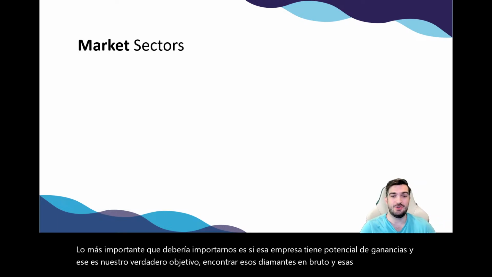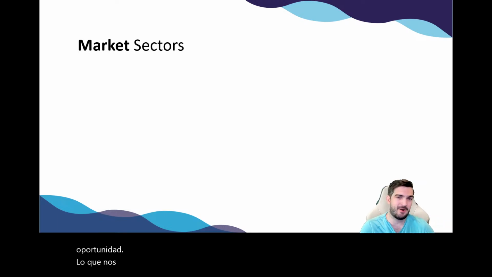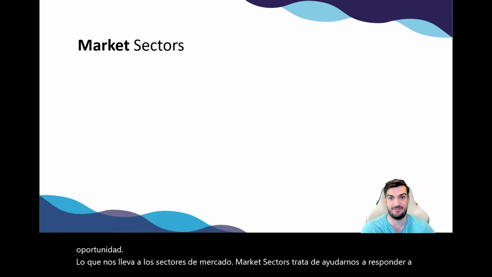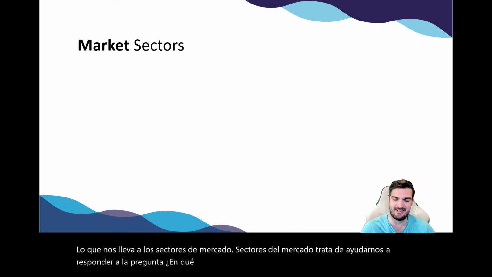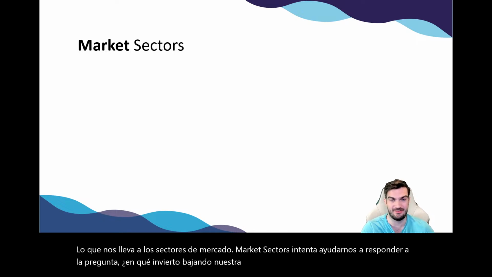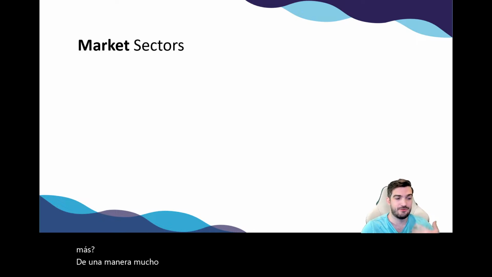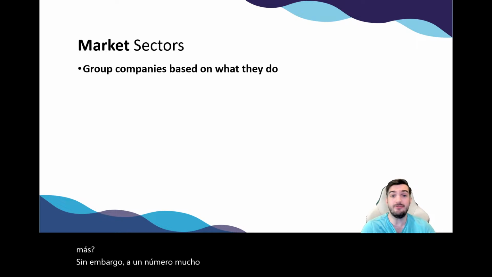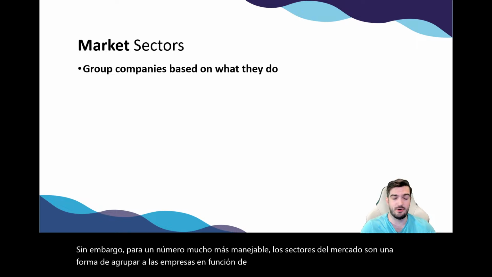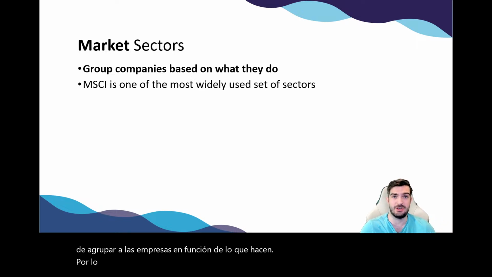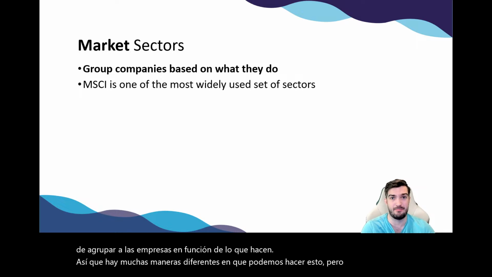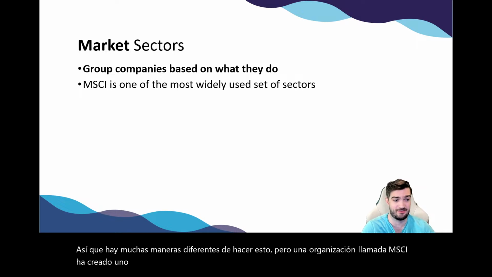Which leads us into market sectors. Market sectors tries to help us answer the question, what do I invest in? By bringing our list down from 5,000 companies or 5,000 or more to a much more manageable number. So market sectors are a way of grouping companies based on what they do. There are many different ways that we can do this, but an organization called MSCI has set up one of the most widely used sets.